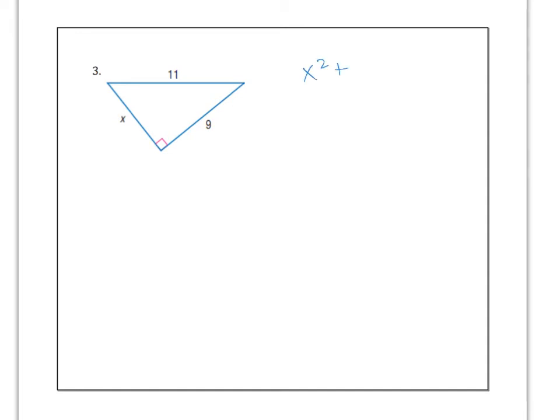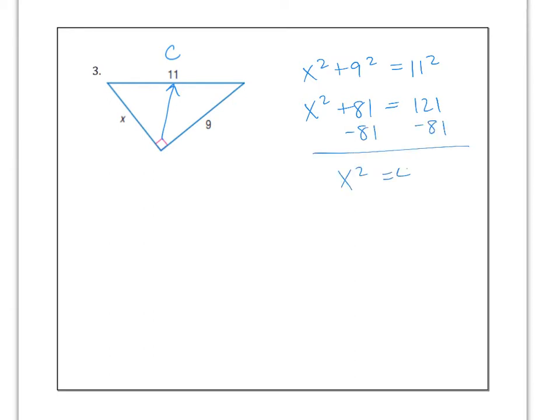It should be x squared plus 9 squared equals 11 squared. Make sure you have 11 in the c spot, because that is the hypotenuse. That's the one that's across from the 90. So we're going to have x squared plus 81 equals 121. Minus your 81, x squared equals 40, and then square root, and the square root of 40 is approximately 6.32.